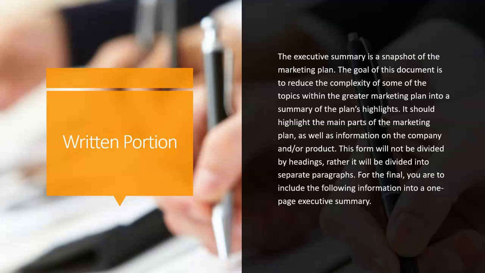It should highlight the main parts of the marketing plan as well as information on the company and/or product. This form will not be divided by headings, rather it will be divided into separate paragraphs. For the final, you are to include the following information into a one-page executive summary. So think of the executive summary as your opportunity to sell your marketing plan to your leadership or potential investors.